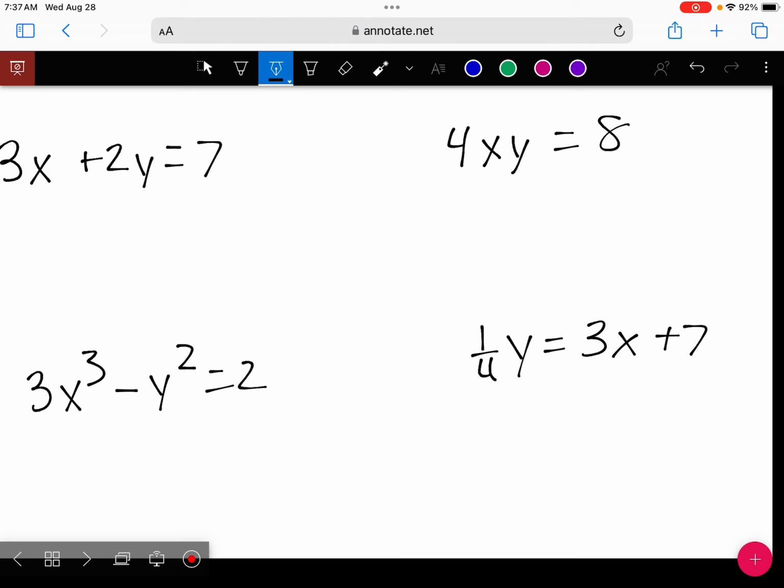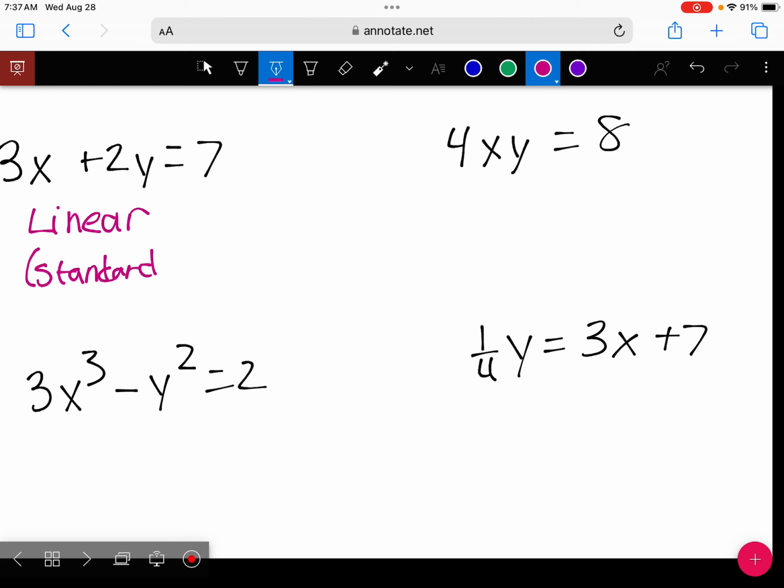The 3x plus 2y equals 7 is linear. My x's and y's are on the same side. This one is in our standard form. I don't have any exponents on my x or on my y. So this one is linear. It's in our standard form. I'm just going to mark it down so we see it.